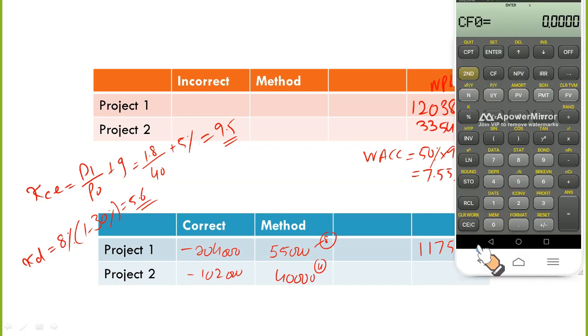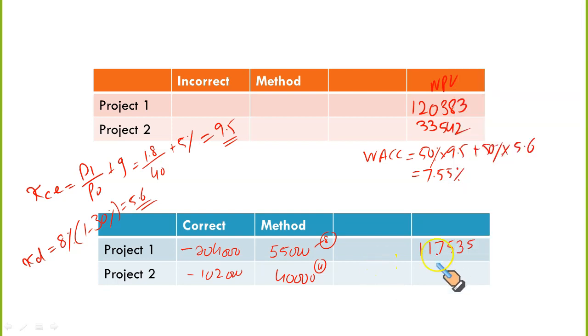Next, for the second project, outflow is 102,000. Negative, enter, down arrow key. Then you have the cash flows of $40,000 for the next 4 years. Enter, down arrow key, 4, enter, down arrow key. NPV, the rate is 7.55. Enter, down arrow key, press CPT. It is 31,823. So now we have the final conclusion.